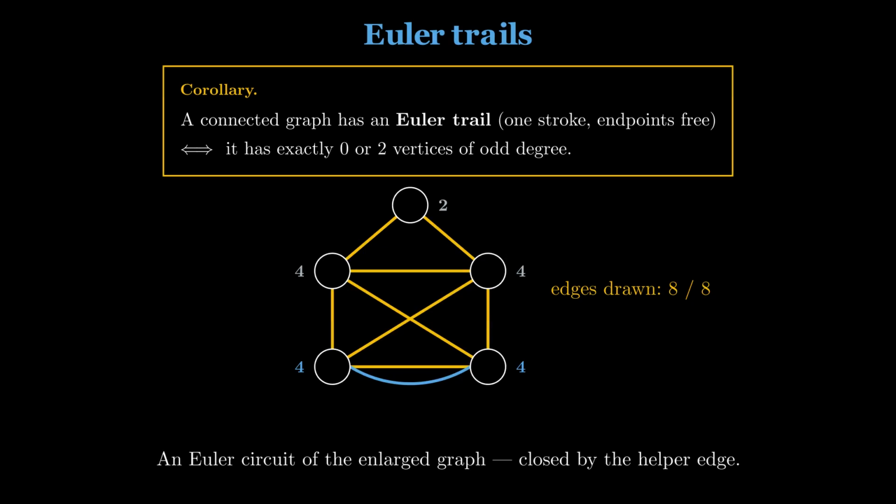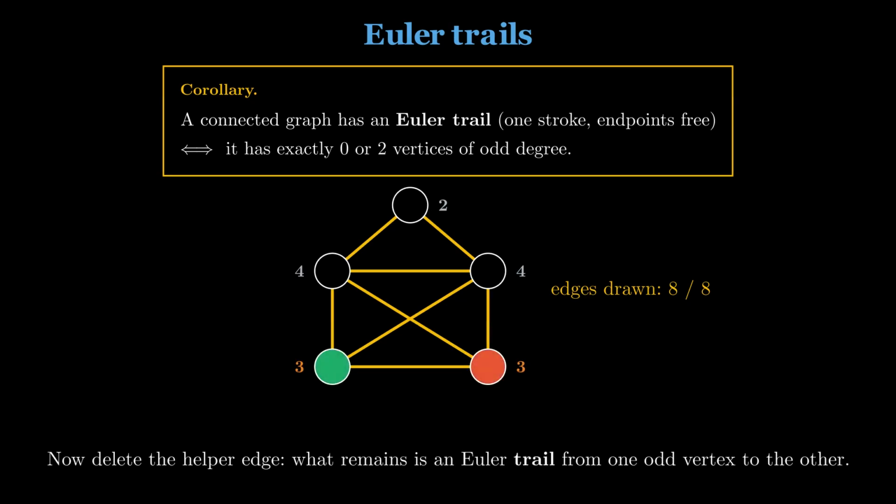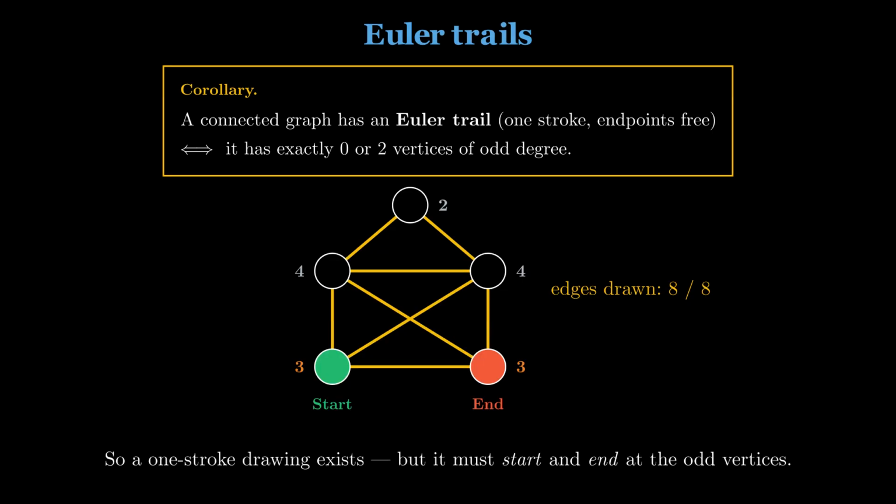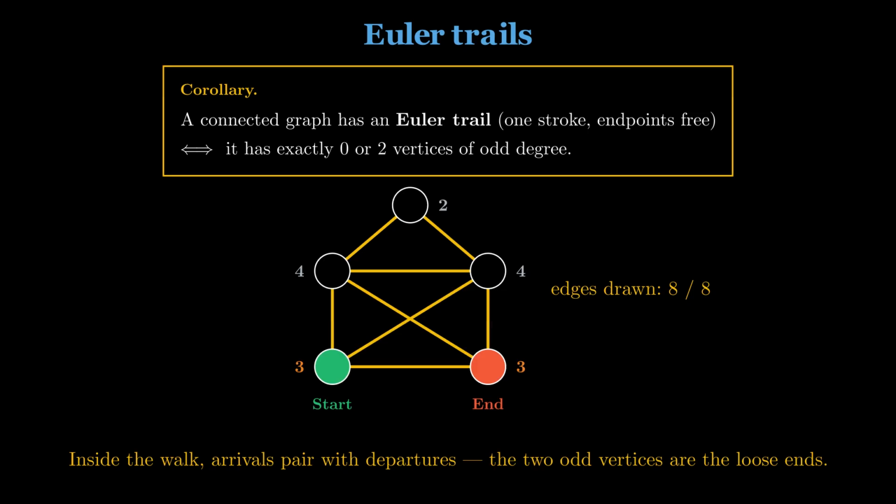And there it is. An Euler circuit of the enlarged graph closing through the helper edge. Now delete the helper edge. The circuit loses exactly its final edge. And what remains is an Euler trail from one odd vertex to the other. So the envelope can be drawn in one stroke, but the drawing must start and end at the odd corners. Inside the walk, every arrival pairs with a departure. The 2 odd vertices are simply the loose ends.